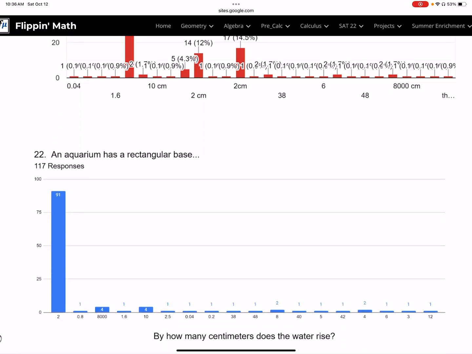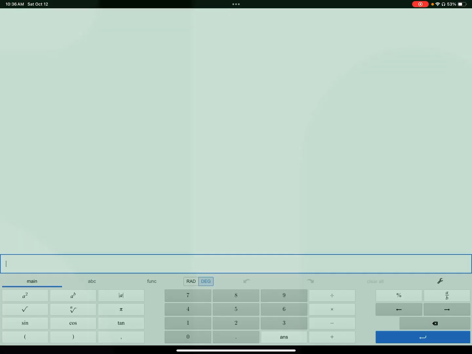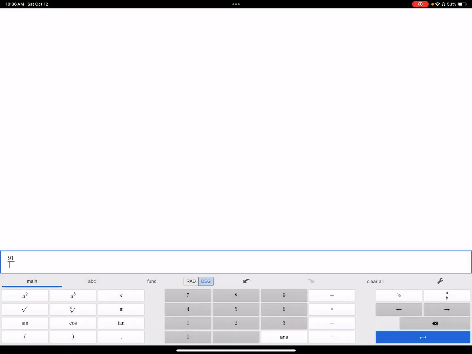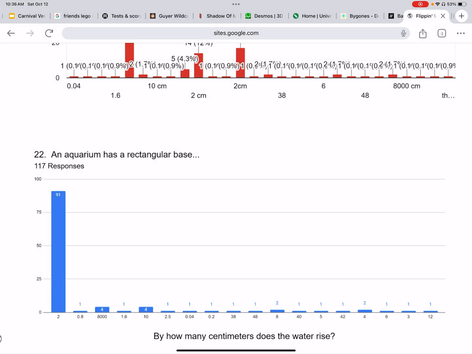And you can see that the vast majority of people said 2 centimeters. So 91 out of the 117 responses. Let's see, that is 91 divided by 117. It's about 78-ish% of us thought it was 2 centimeters. Again, that was the correct answer.